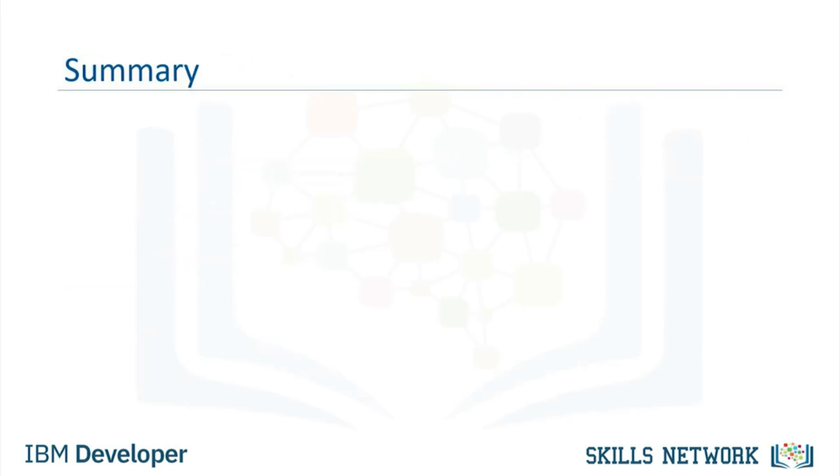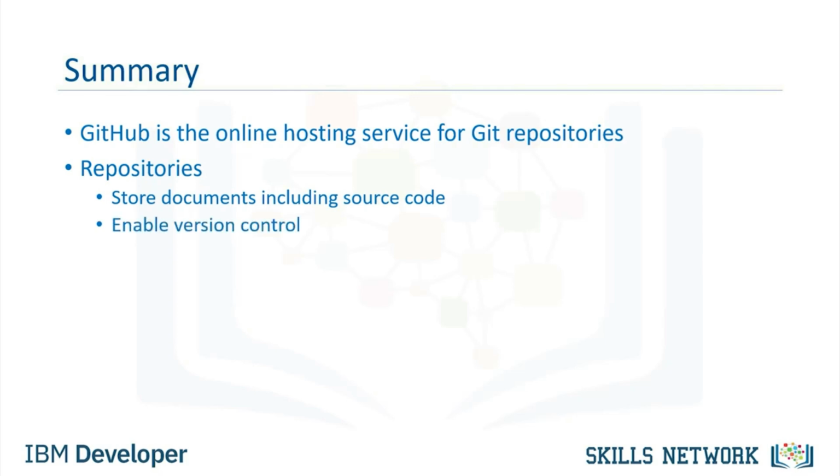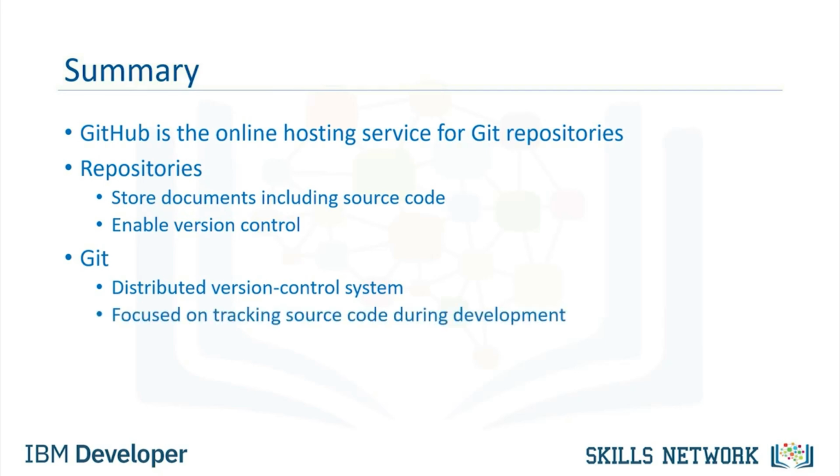In this video, you learned GitHub is the online hosting service for Git repositories. Repositories store documents, including application source code, and enable contributors to track and maintain version control. What is special about the Git repository model? Git is designed as a distributed version control system, primarily focused on tracking source code during development. Contains elements to coordinate among programmers, track changes, and support nonlinear workflows.